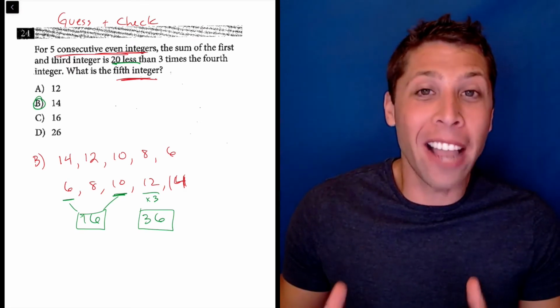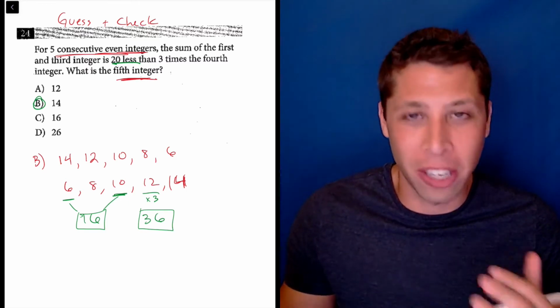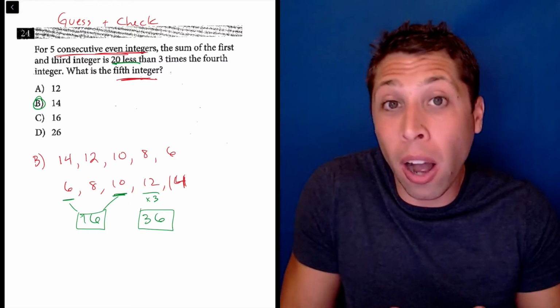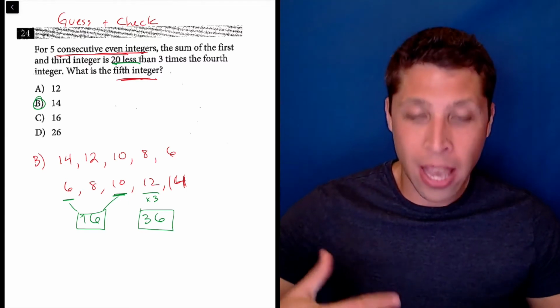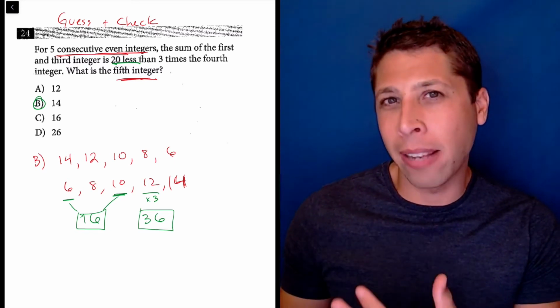Now, I didn't pick B because I knew it was the answer. I picked B because I would have picked B. It's just what I do whenever I have a guess and check situation. I start with B because if I'm wrong, then I can move up or down, right? So if this distance were too big, I might move down and then pick a smaller number.